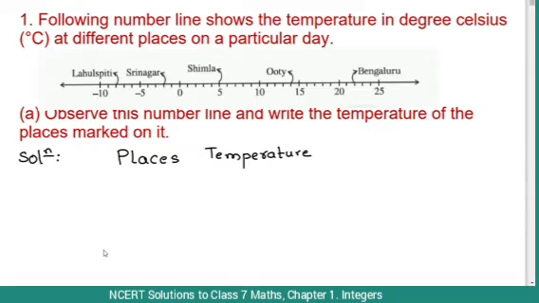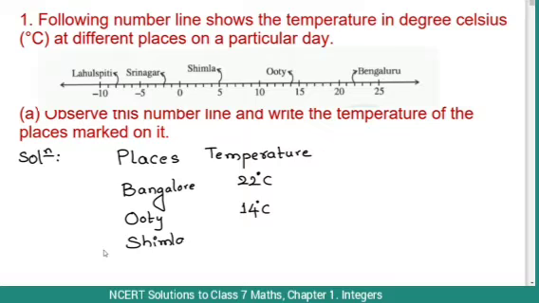Solution. For this, we will be writing places and temperature. Bangalore, its temperature is 22 degrees Celsius. Ooty, its temperature is 14 degrees Celsius. Shimla, 5 degrees Celsius.